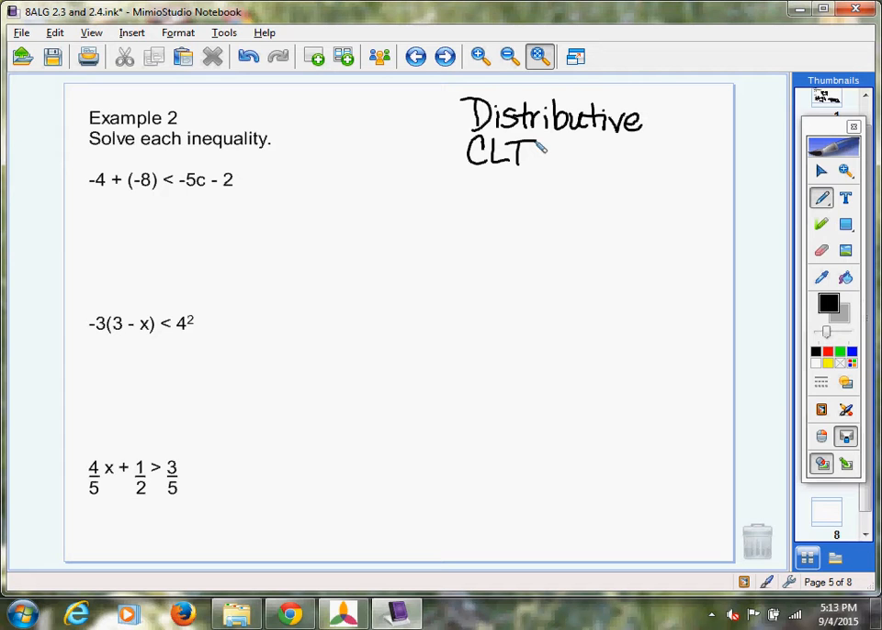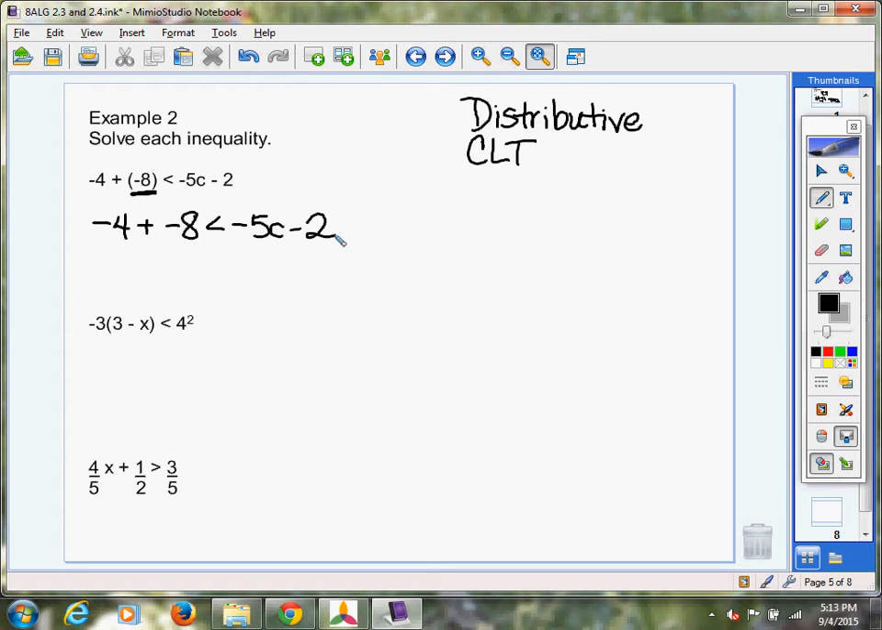It says -4 plus (-8) is less than -5c minus 2. Now, in this case, did you notice that there are parentheses around the -8? Sometimes the publishers of your book and sometimes different folks, to separate out a negative number, they'll put parentheses around it. It really doesn't mean anything other than draw your eye to the fact that this is indeed a negative number. Those parentheses do not indicate a distributive situation, so you don't need to worry about that.